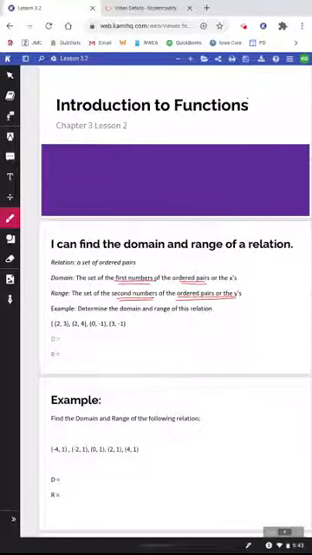The domain is all of the x terms, no repeats. So my x terms are 0, 2, and 3, and in order. So I did 0, 2, and then 3, and make sure they're in order. My range is the same thing: all the y terms, no repeats, and in order. So my range is -1, 3, and 4.